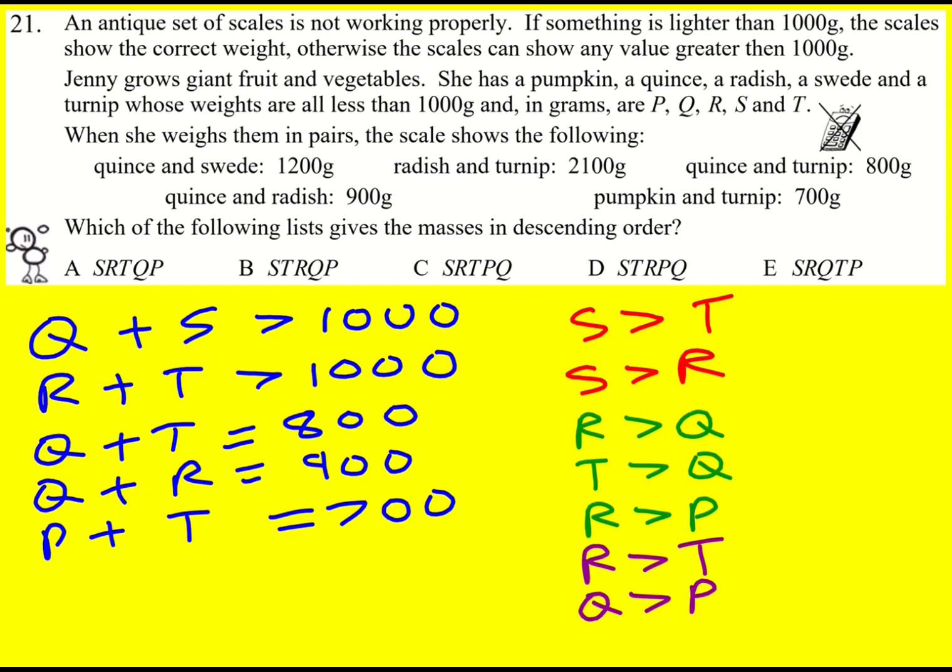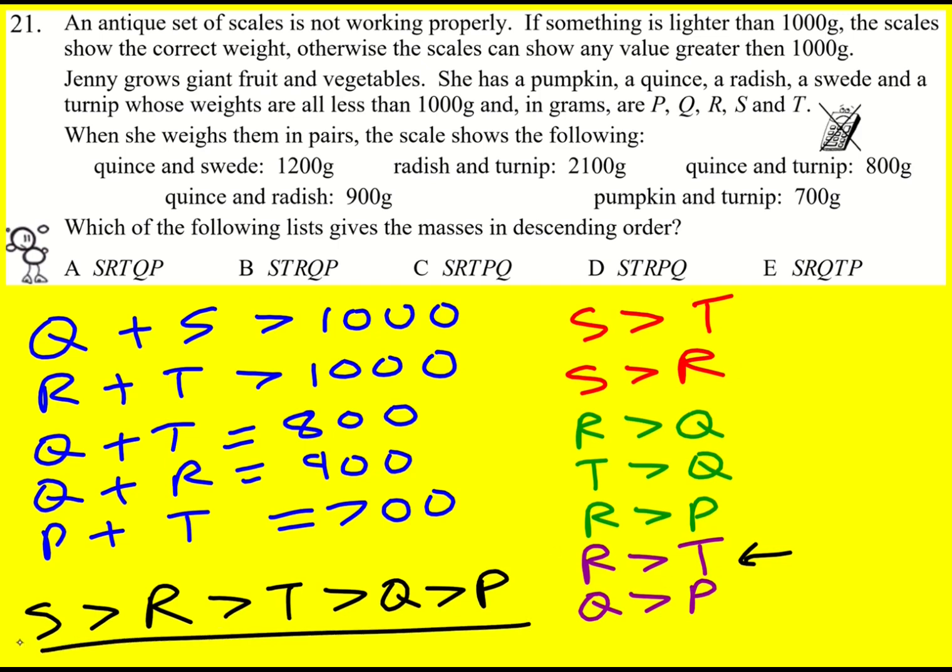All right, so I should have enough information now to piece it together. It seems that S is going to be the largest because it's bigger than T and R. Okay, but which is bigger out of T and R? Well, I've got it here actually. So it must be that S is greater than R, which is greater than T, which is greater than Q, which is greater than P. So I've just used the appropriate ones together, and this must be the final order.